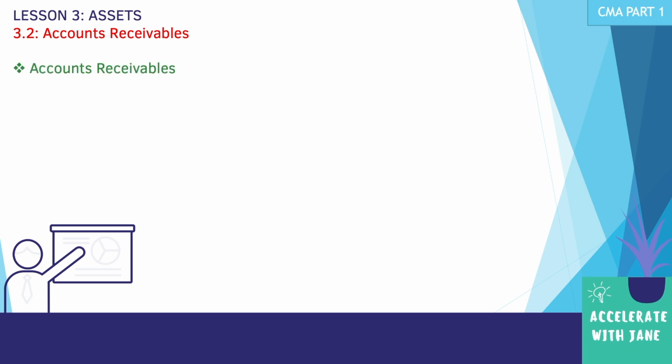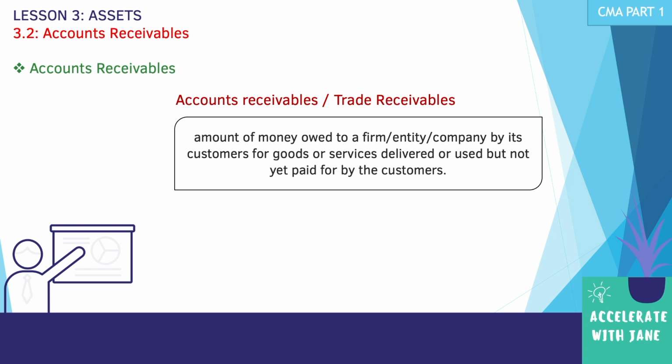So first, let's talk about the concept of accounts receivables. Accounts receivables, which is also termed trade receivables, are amounts of money owed to a firm, entity, or company by its customers for goods or services delivered or used but not yet paid for by the customers. For instance, a company has sold merchandise to its customer on credit. Here, the merchandise has already been transferred to the customer, who has, for example, taken the merchandise home. Therefore, the company already has the right to receive payment for the sale of the merchandise.